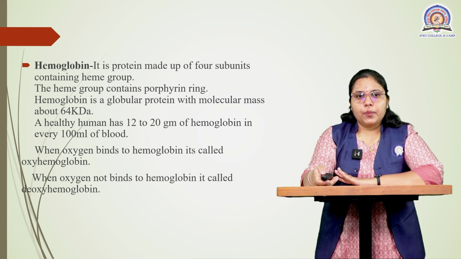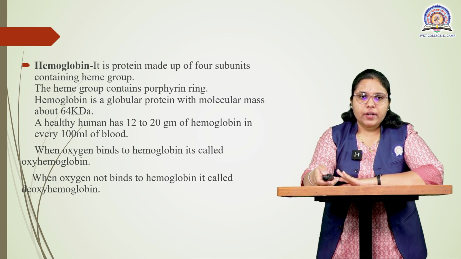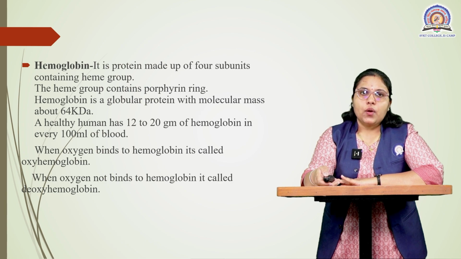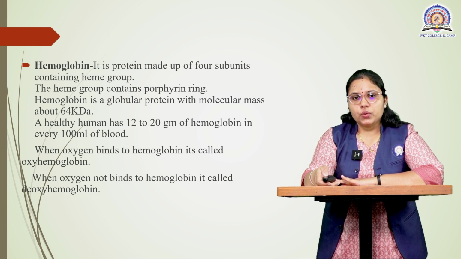Hemoglobin is a protein made up of 4 subunits containing heme groups. The heme group contains a porphyrin ring. Hemoglobin is a globular protein with a molecular mass of 64 kDa. A healthy human has 12 to 20 grams of hemoglobin in every 100 ml of blood. When oxygen binds to hemoglobin, it is called oxyhemoglobin. When oxygen is not bound to hemoglobin, it is called deoxyhemoglobin.